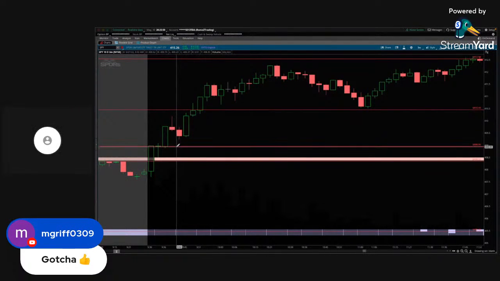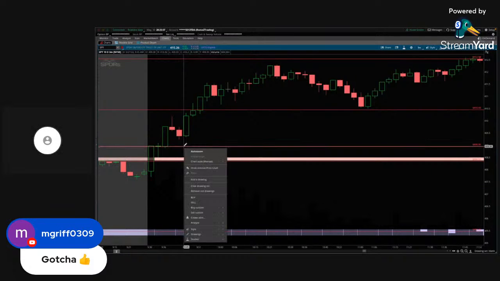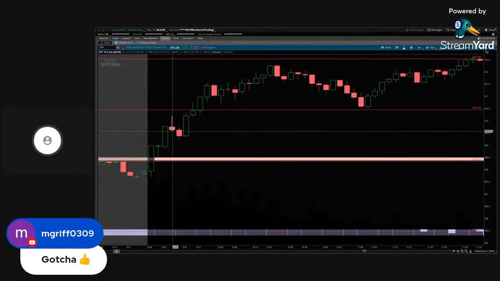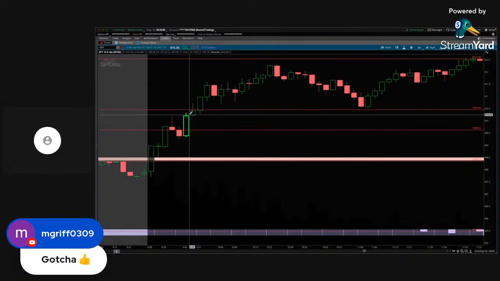Or if you're still uncomfortable, there are so many different ways to get into a play, especially with SPY. Another way is to do a base up of this candle right here, wait for that drop out, wait for it to come back, and then you get into your calls.